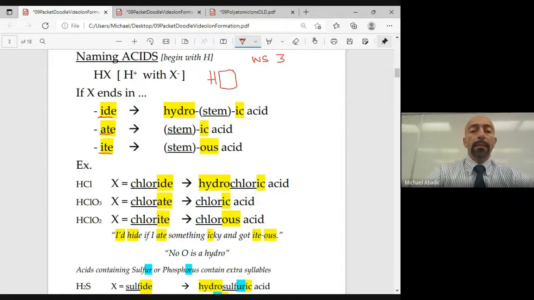So whatever is highlighted is going to be changing. If it ends in "ide," you're going to change the name to hydro something ic acid. If the name ends in "ate," you're going to change it into something ic acid. And if the ending is "ite," you're going to change it into something us acid.